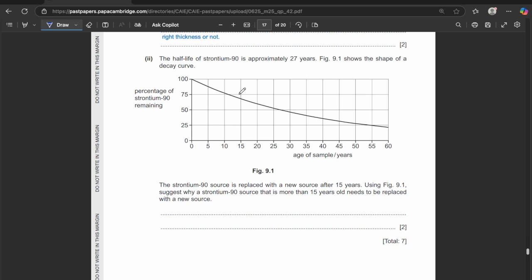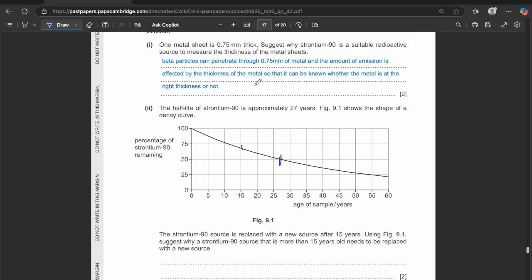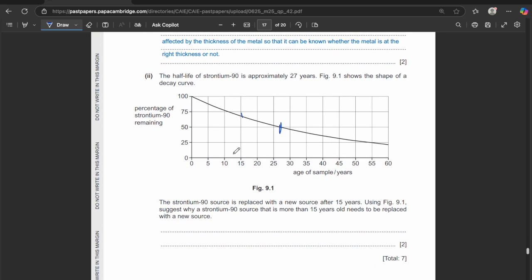So after 15 years, the percentage decreases, but the half-life is right here, approximately 27. So after 15 years, the range is decreasing, which means that the beta particles emitted will decrease. So you can't really adjust with this fact anymore. The count rate will be too low, and when it is too low, you can't predict the thickness of the metal accurately anymore.